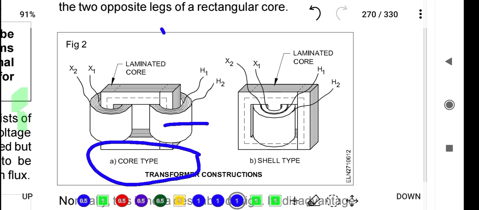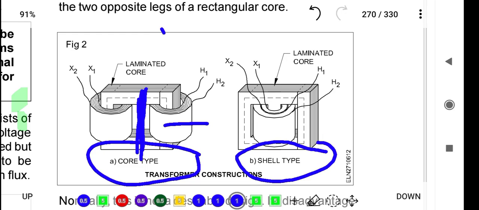Why flux leakage? Because there is a gap. See here, there is a gap between the primary winding and secondary winding. Here the flux is leaked. That's why this is the disadvantage of a core type transformer. So next, what is a shell type transformer?